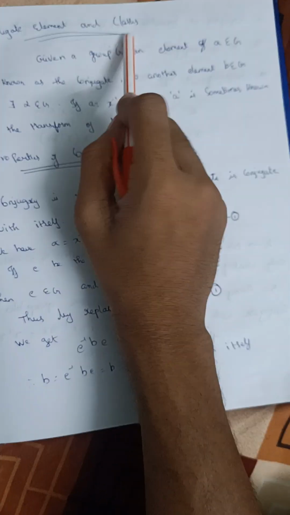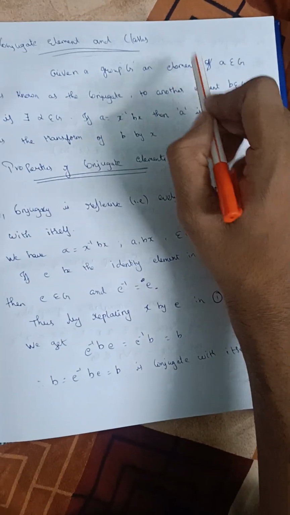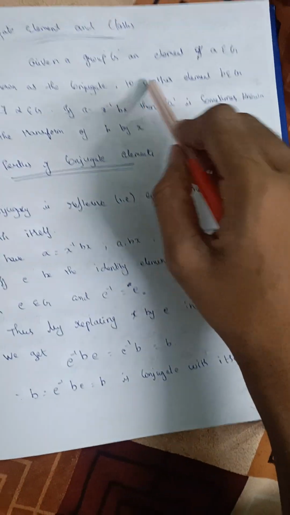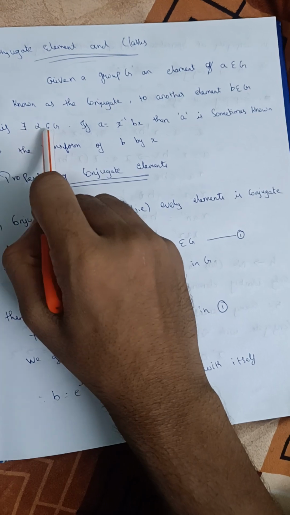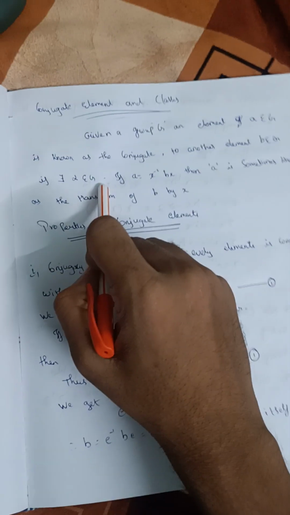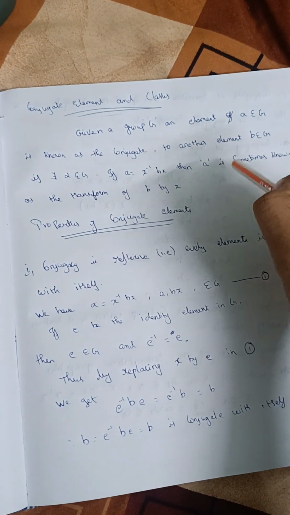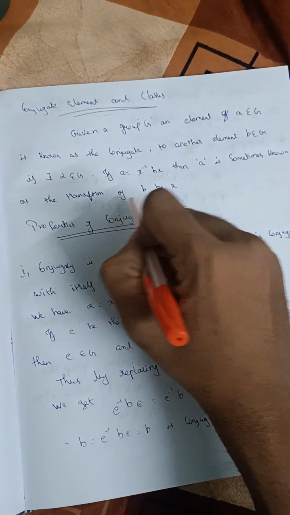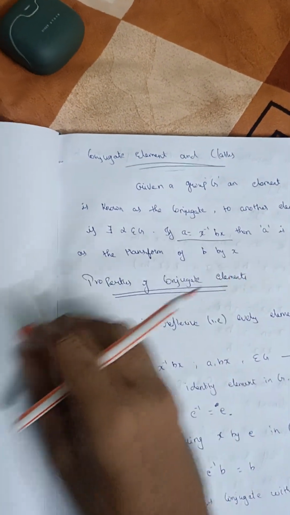Now we're going to discuss conjugate elements and classes. Given a group G, an element A belongs to G is known as the conjugate to another element B belongs to G, so that there exists x belongs to G. If A is x inverse Bx, then A is sometimes known as the transform of B by x.